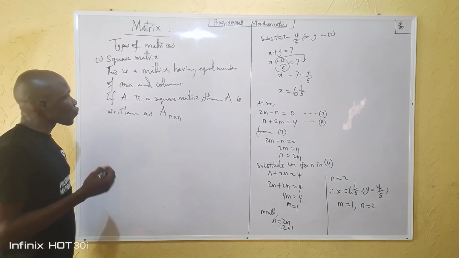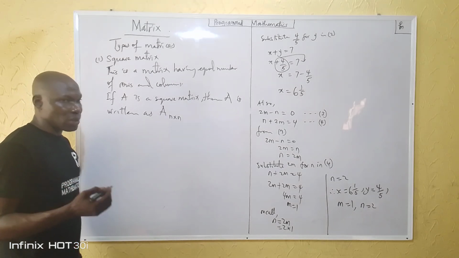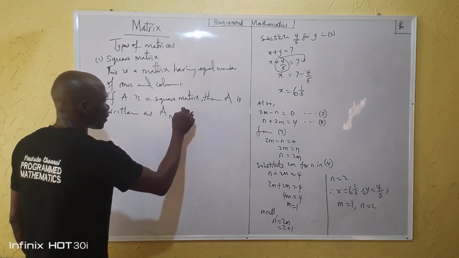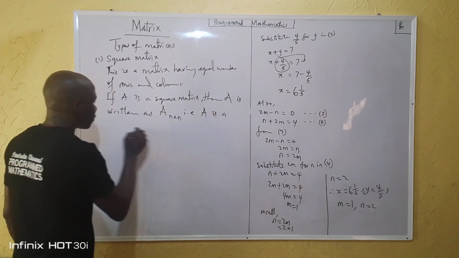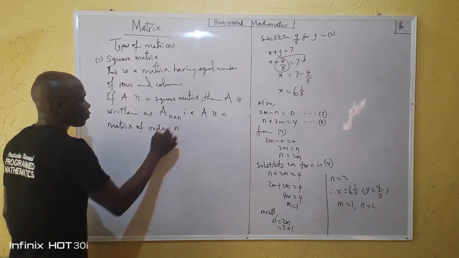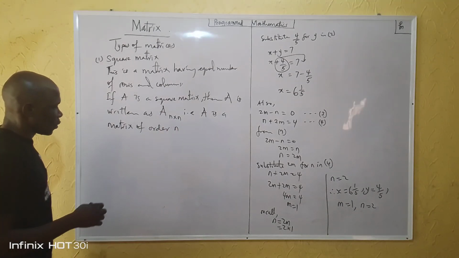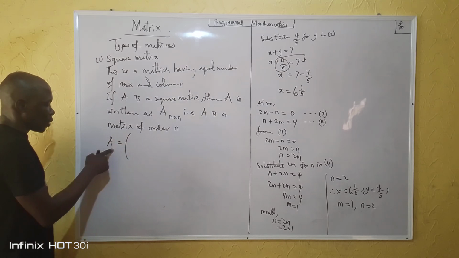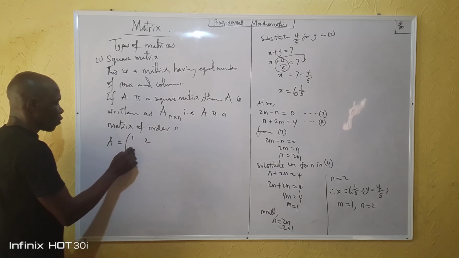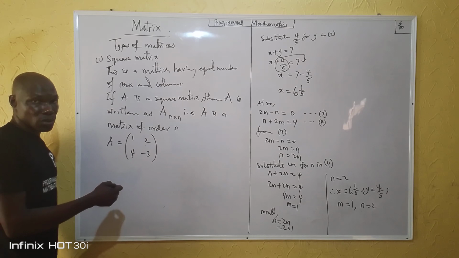So when the number of rows and columns of any given matrix are the same, we can talk about the order of the matrix. So in this case here, that is, A is a matrix of order n. Alright, so if you have some examples, this is a square matrix. 1, 2, 4, minus 3. This is a square matrix. 2 rows, 2 columns. Okay?